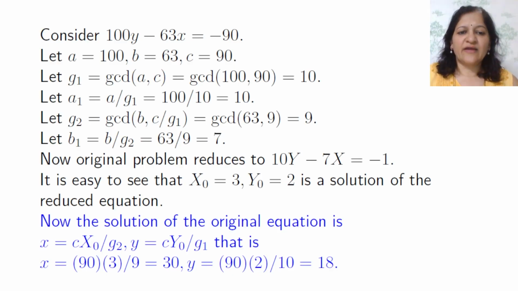In this way, if the coefficients of the original equation are very large, and if the GCD of A and C is not 1 or the GCD of B and C is not 1, then we can reduce the equation to smaller coefficients, and that will help us in calculations.